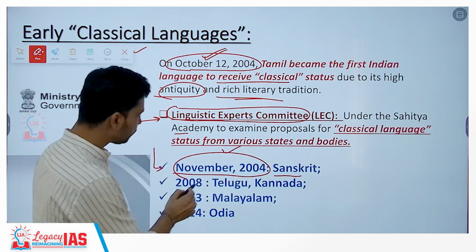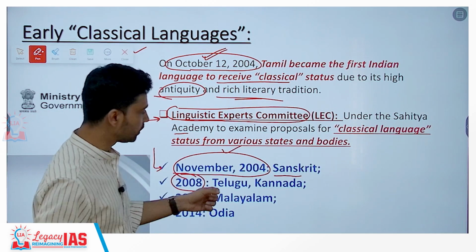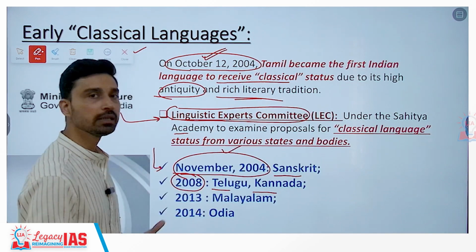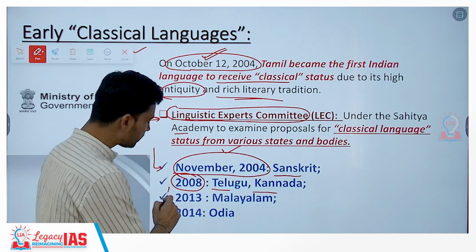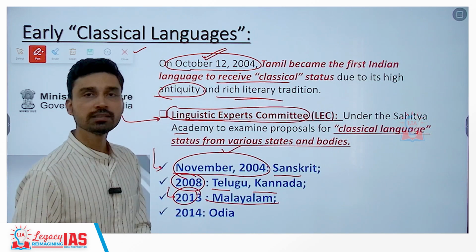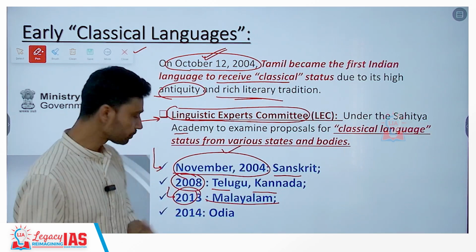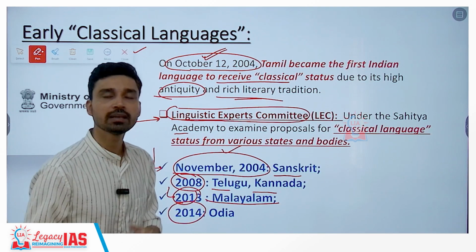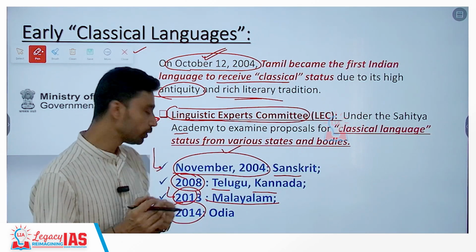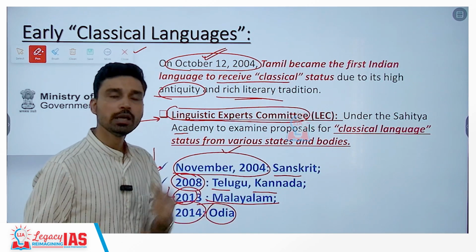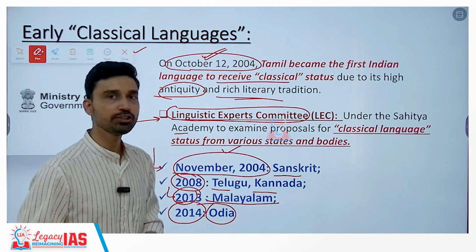After 4 years, in 2008, the two other southern Indian languages, Telugu and Kannada, were included in classical status. Then 5 years later in 2013, we have the inclusion of Malayalam, which is largely spoken in the state of Kerala. And then, before the recent inclusion, the last inclusion in the classical languages happened in 2014, when the Odia language, spoken in the state of Odisha, was included in the classical language list.